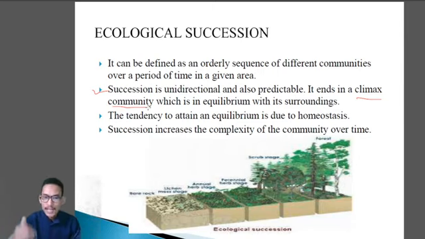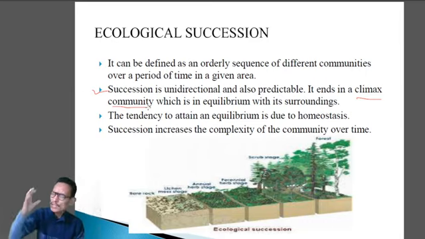more stable, and this tendency to attain equilibrium or stability is due to the process of homeostasis, where the organisms will always try to maintain their inner body temperatures with that of the environmental conditions. They will always try to adjust with the environmental conditions. And whenever there is succession, it will increase the complexity of the community over time.